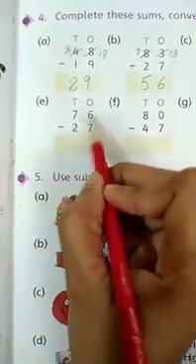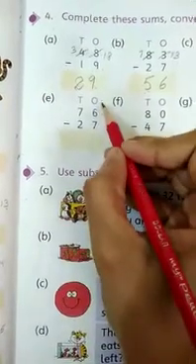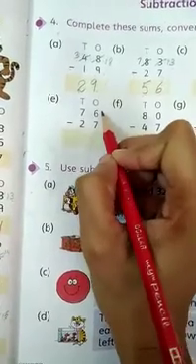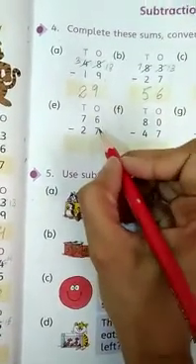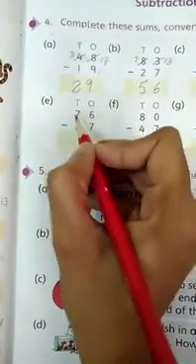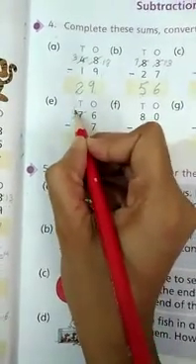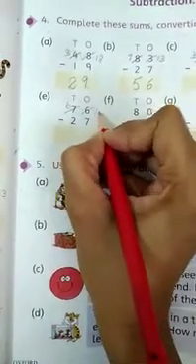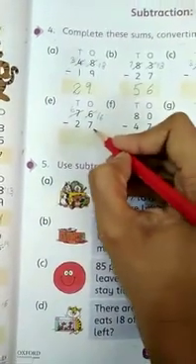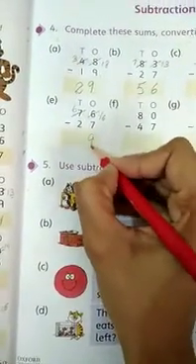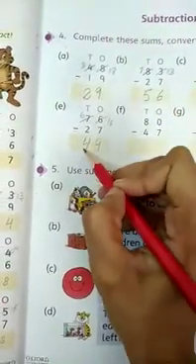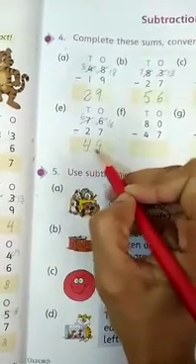On question number E, 76 minus 27. So first we subtract 1's column first. So students, we cannot subtract 7 ones from 6 ones. So students, we can borrow 1 from 10's column. So when we borrow, 7 becomes 6 and 6 becomes 16. So 16 minus 7 is equal to 9 and 6 minus 2 is equal to 4. So now we have 4 tens and 9 ones is equal to 49.